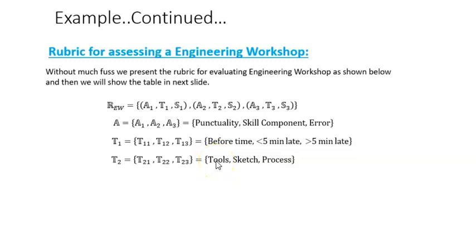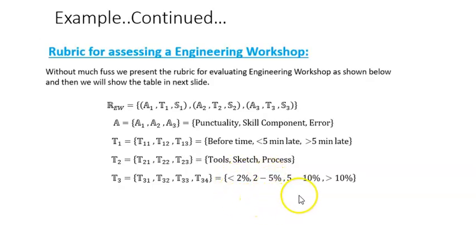And I take threshold values as, for punctuality: coming before time, less than 5 minutes late, greater than 5 minutes late. Similarly, for skill component, I will specify tools, sketch and process. For tools I've written a brief word here, but what I meant is that the candidate can identify the tools that are needed to make the work piece. Then sketch means he can draw a sketch of the tool and also the job piece that he is expected to make, along with neat dimensions.